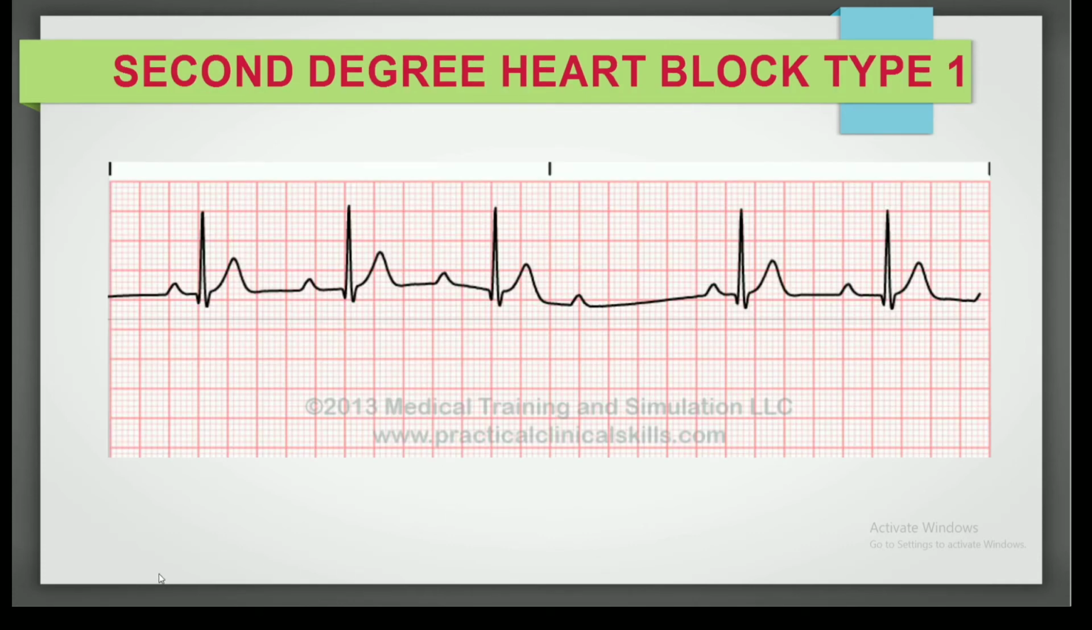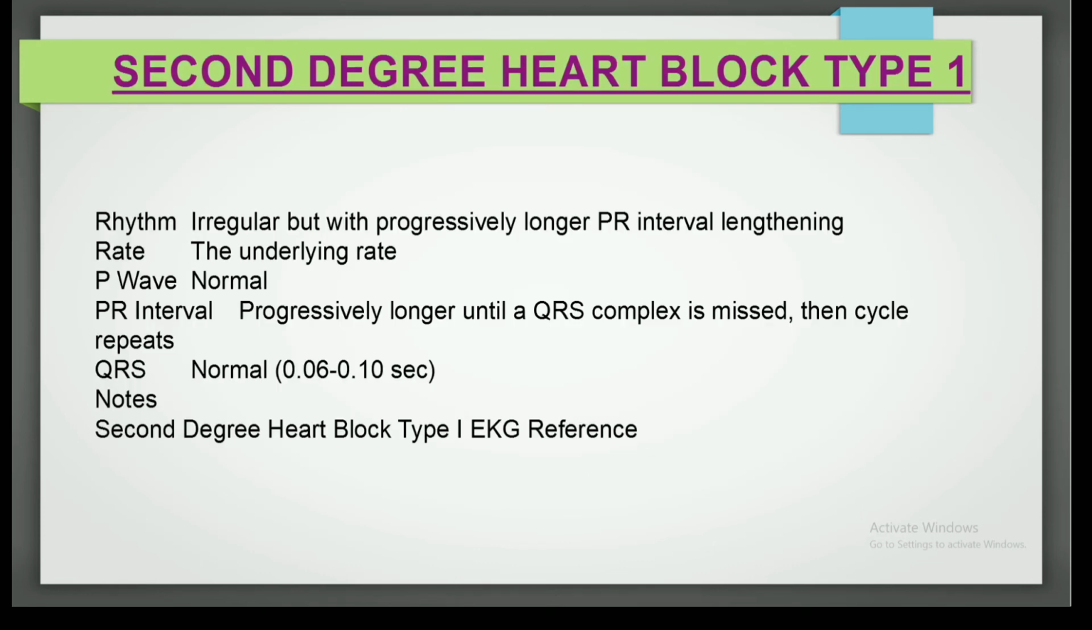Then the second degree heart block. In the second degree heart block, the electrical impulse is generated from the SA node but delayed, and these delayed electrical impulses cannot go properly through the AV node. Then the ventricle cannot beat properly, so a missed beat may happen. You can see here there is a P wave, the PR interval is prolonged, but there is no QRS complex. It means sometimes the AV node blocks the QRS complex, the ventricular depolarization. It is also called Mobitz type 1 or Wenckebach block. The rhythm is irregular, and the rate is the underlying rate.